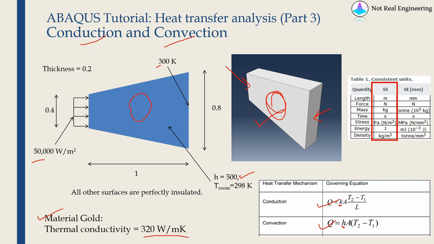This convection coefficient depends on many things, such as if there is air outside or if it is a liquid or what is the velocity of air. But usually for gold in air, the convection coefficient is anywhere in between 20 to 1000, so I am choosing 500. And also we have to define the room temperature while doing convection analysis. So we'll define room temperature as 298 Kelvin. As always, we will stick with SI units. We will use steady state analysis for this. Let's start with ABAQUS CAE.